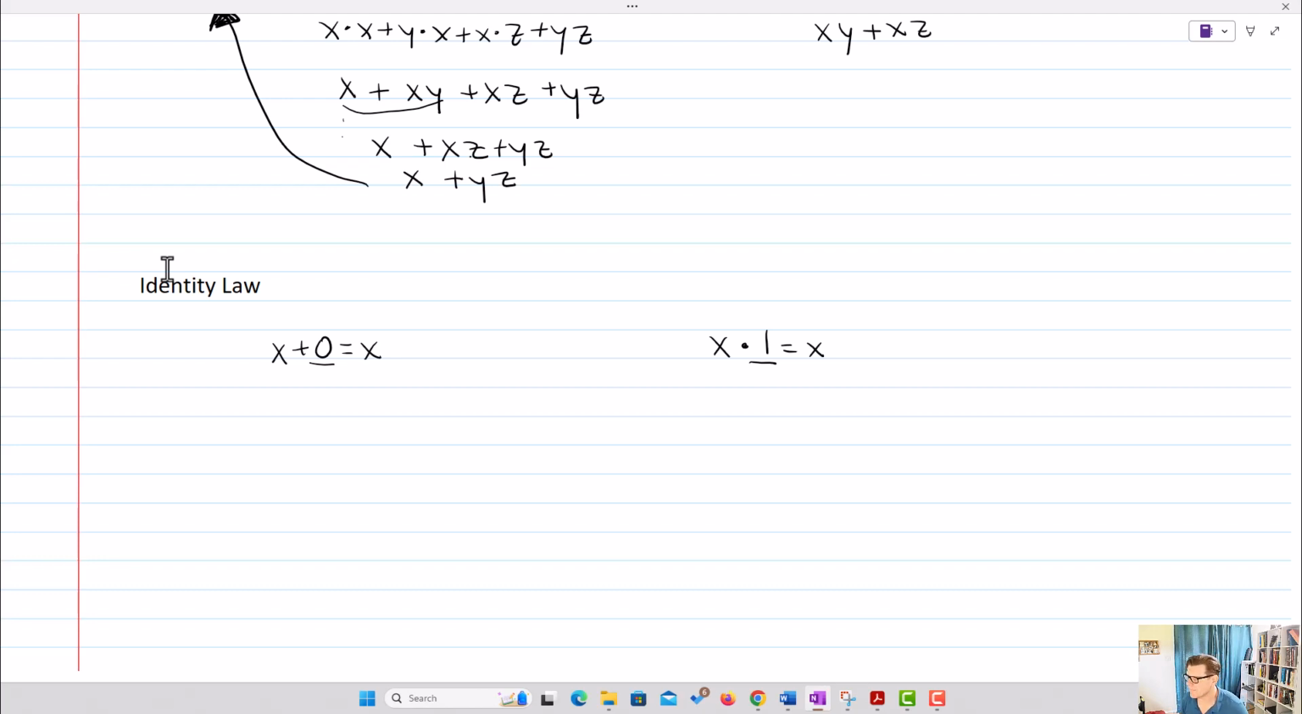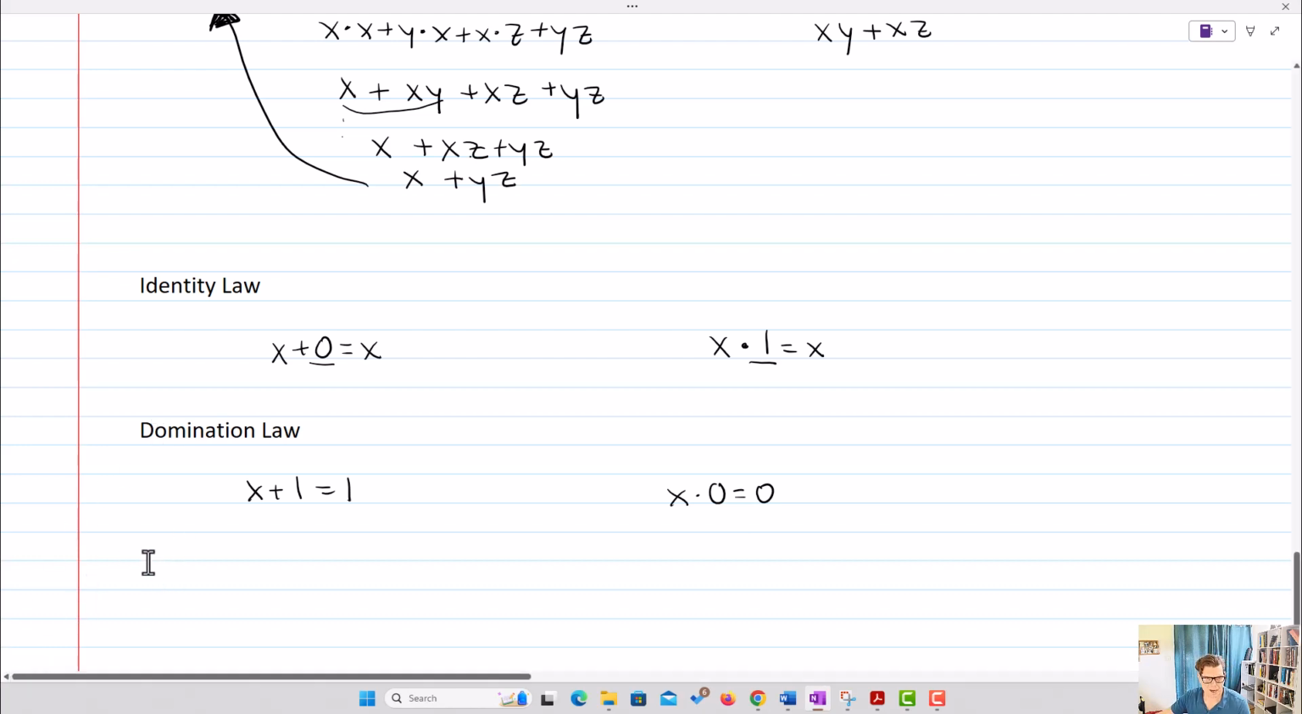They'll come in handy. We also have something called a domination law. The domination law states x plus 1 is going to equal 1. So whenever I add 1 to anything, I'm going to get 1 back. So 1 dominates additively, is what we'd say. And then x times 0 is equal to 0. So 0 dominates as well. Multiply 0 by anything, you're going to get 0 back. Add 1 to anything, you're going to get 1 back. We have a double complement law. That is what happens when we take the complement twice.